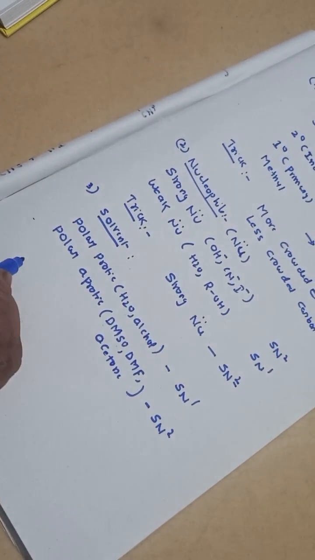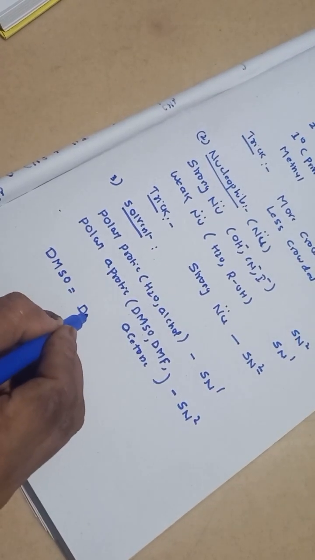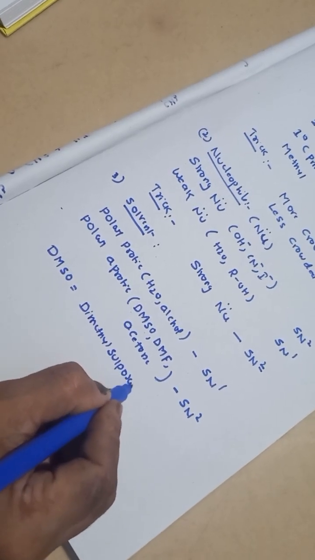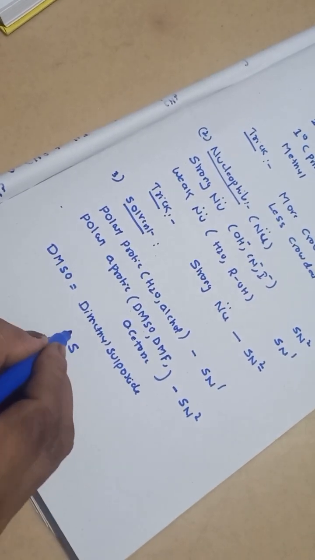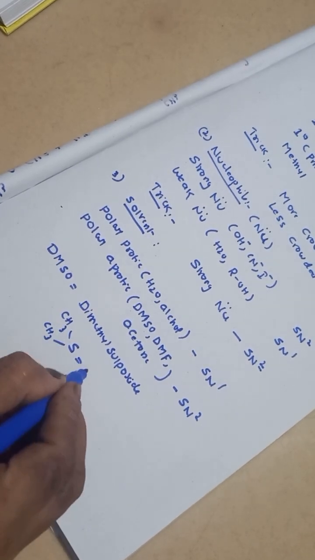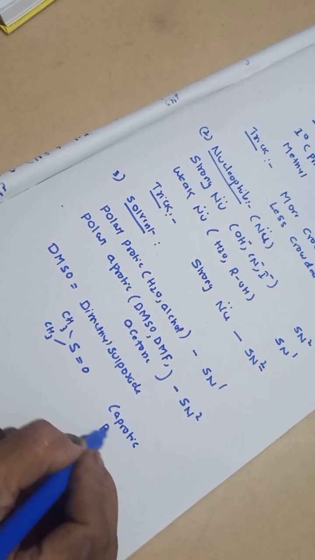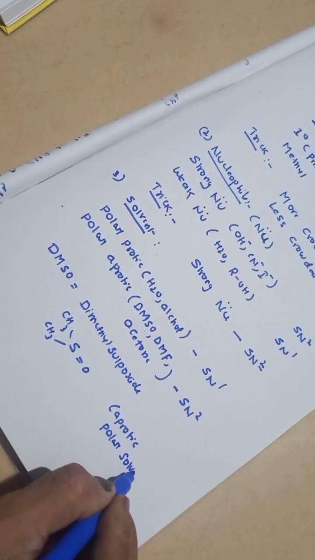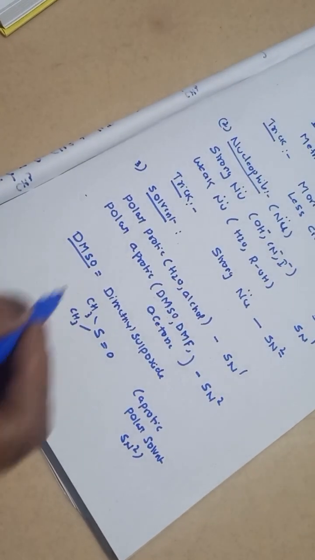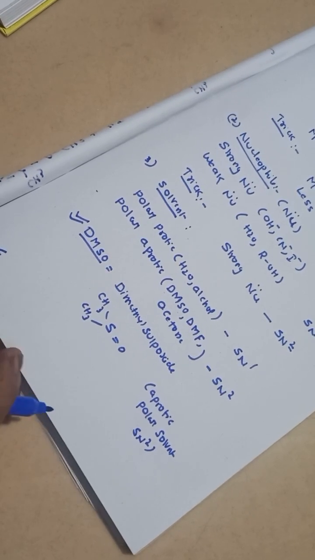What is DMSO? Dimethyl sulfoxide. This is an aprotic polar solvent, favors SN2. DMSO, remember, this is often asked in JEE examinations.